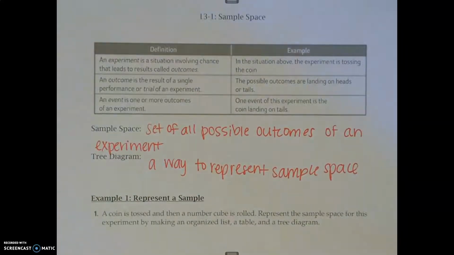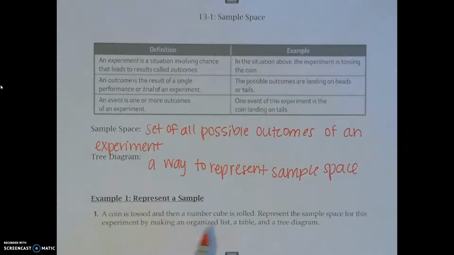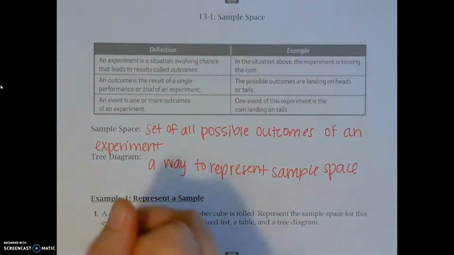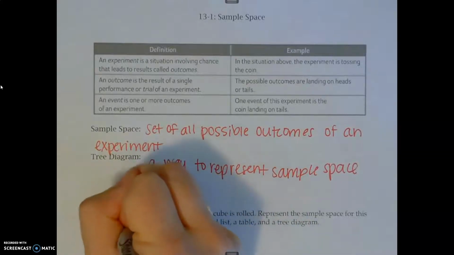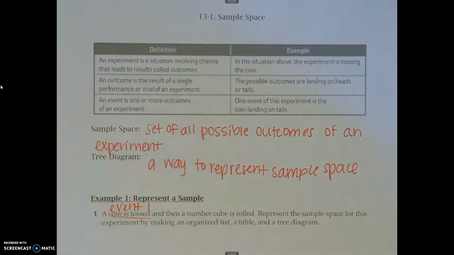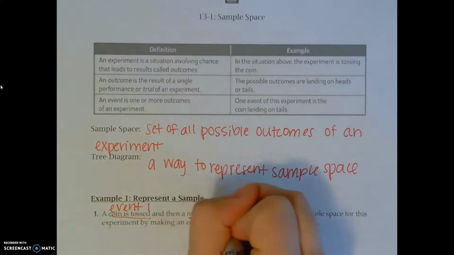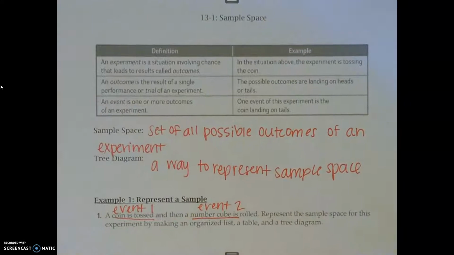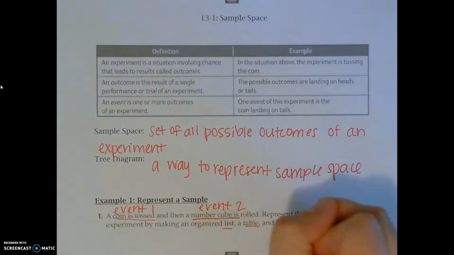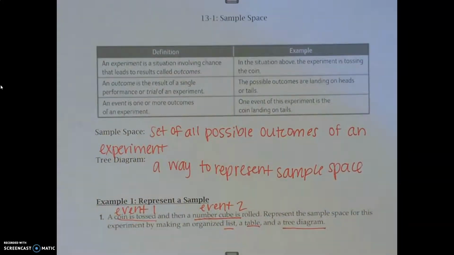So if we look down at example 1, we want to represent our sample space for this following event. We have a coin that is tossed and then a number cube that is rolled. So this coin being tossed, this is event 1. And then a number being rolled, and a number cube is just our standard 6-sided die. This will be event number 2. So we want to represent the sample space for these experiments by making an organized list, table, and tree diagram.